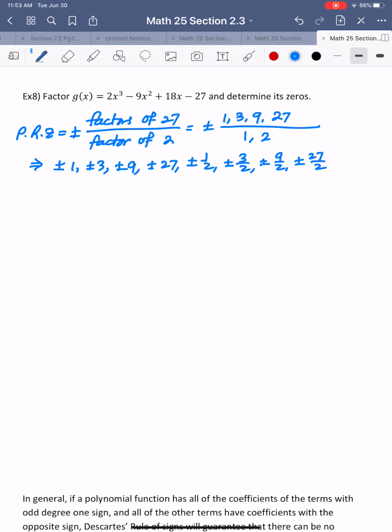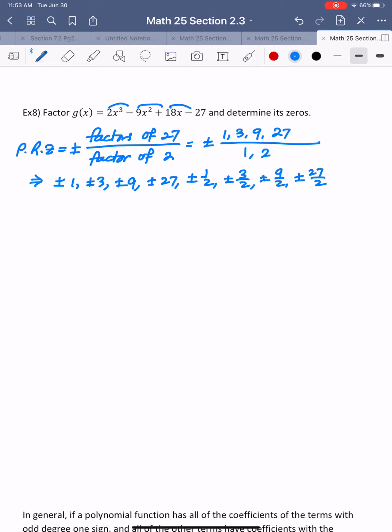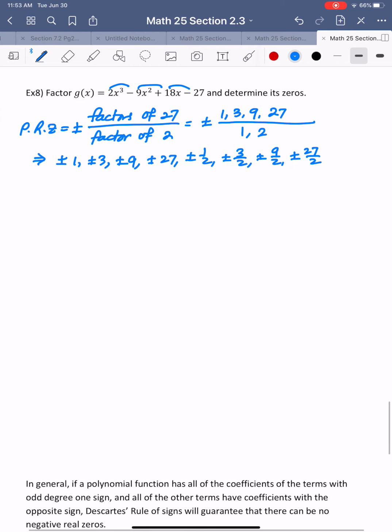But this time, there's a change of sign: 1, 2, and 3. So definitely there is a possible positive real zero, 3 or 1. I'm going to use the positive number first. So I have 2, negative 9, 18, and negative 27, and then we'll divide by the 1.